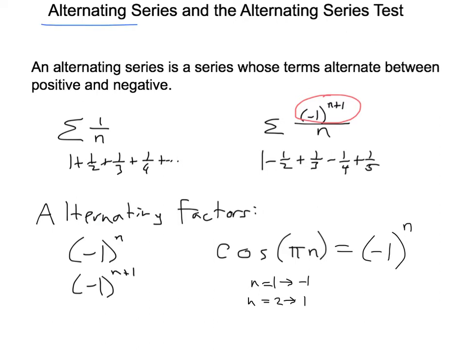Fortunately, with these alternating series, we have an alternating series test, which is very, very easy to apply. When you've got an alternating series, it's very easy to find out if it converges or diverges. And we'll see how next.